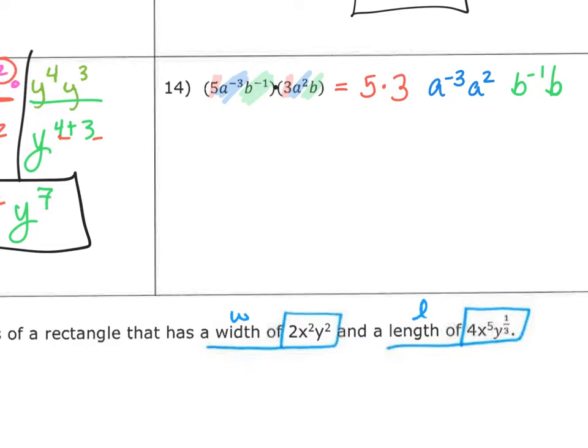Now, 5 times 3 is going to be 15. Is there anything else I can do to that column? No, so I'm finished. So again, number by number, letter by letter.